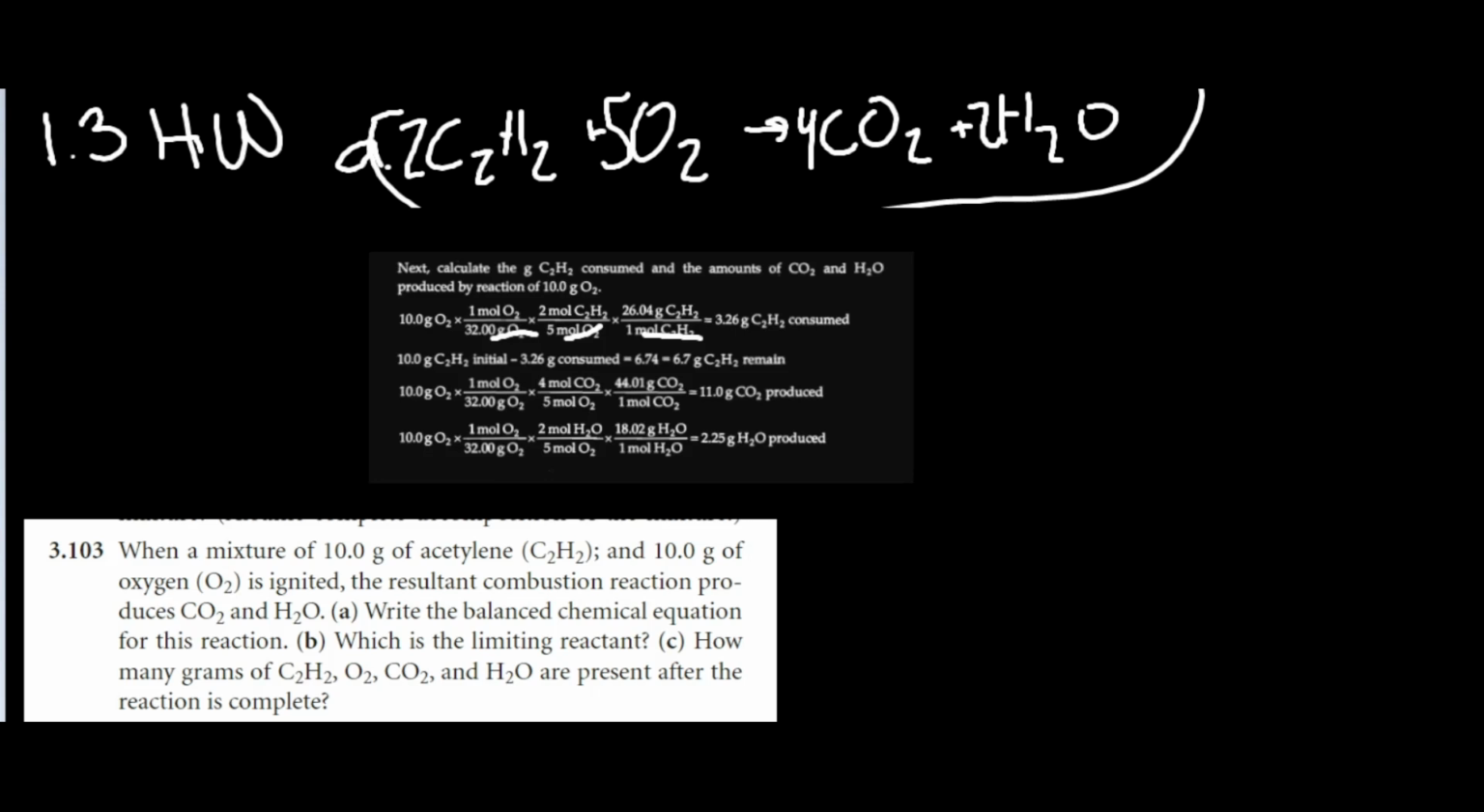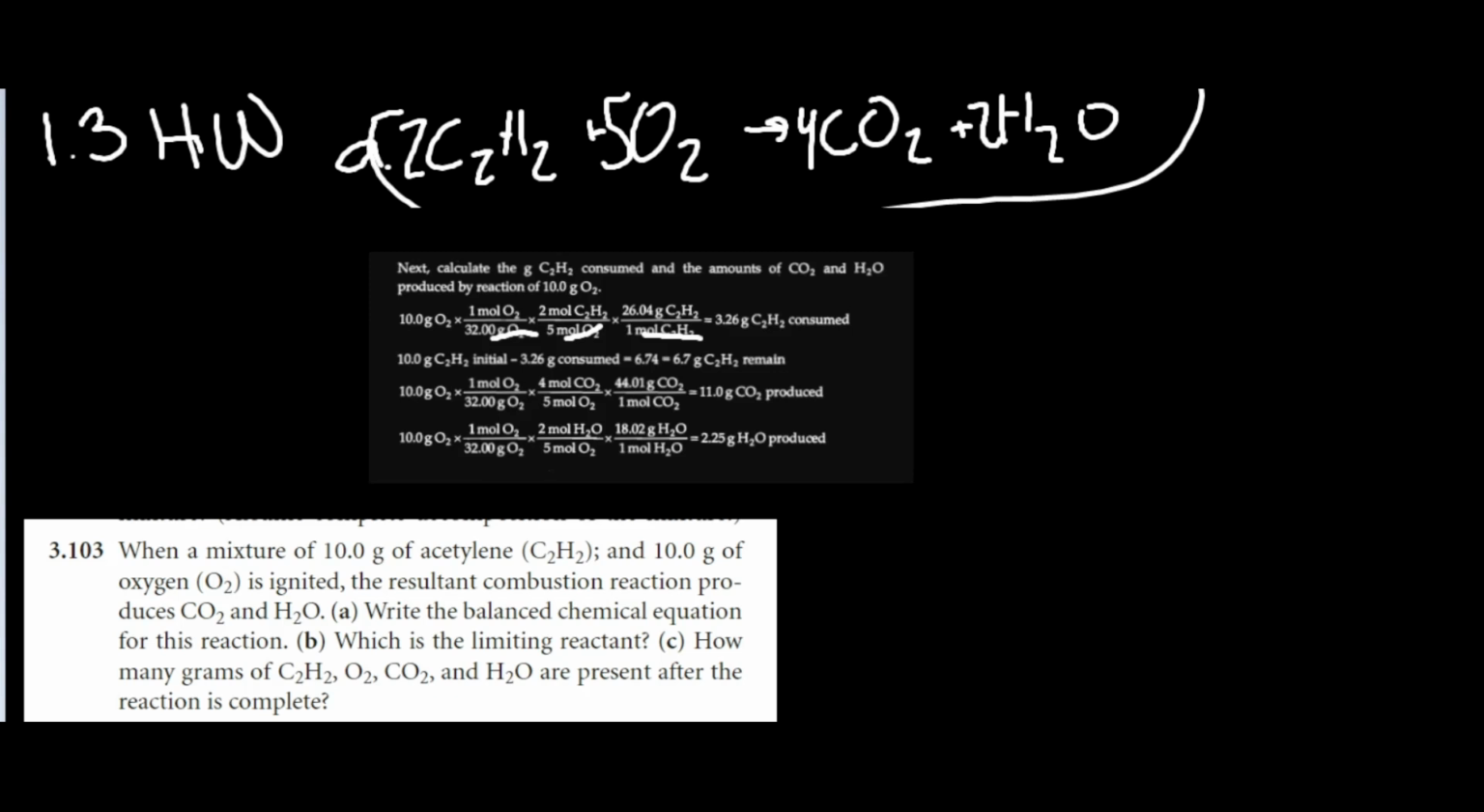Then you're going to want to subtract that from the amount of acetylene you had at first, so you do 10 grams minus 3.26, and then you would find that you have 6.7 grams of acetylene remaining. And that is the first part. Well, I guess the second part of our problem solved. Now we're going to want to do the products.